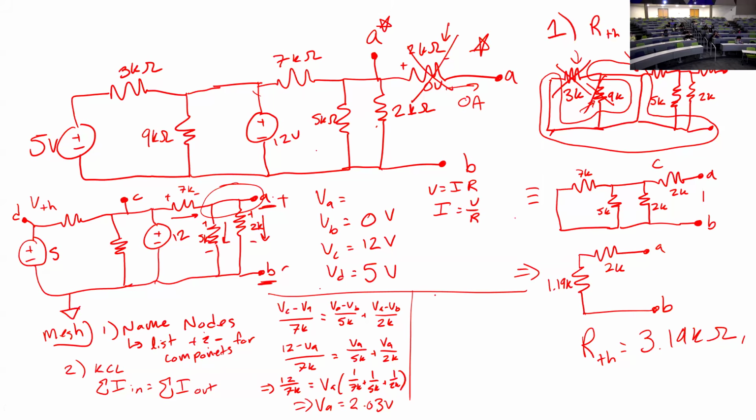So this is the same thing as me saying I have some point, which I've assigned already to be 12 volts, going through my first resistor, which is 7 kilo ohms, and now into my equivalent resistor, ending with a ground. That is 1.43 kilo ohms.